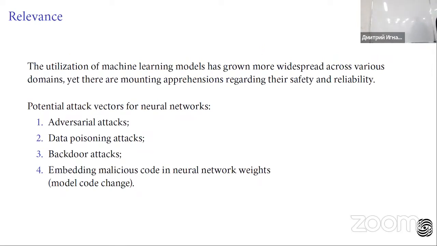As we know, the usage of neural networks and machine learning models is becoming wider and wider, and issues and concerns about their reliability and security have risen. For example, there were well-known attacks like adversarial attacks, poisoning attacks, backdoor attacks, and now there's a new kind of attack: the attack that embeds malicious code, payload, or virus in the weights of neural networks.